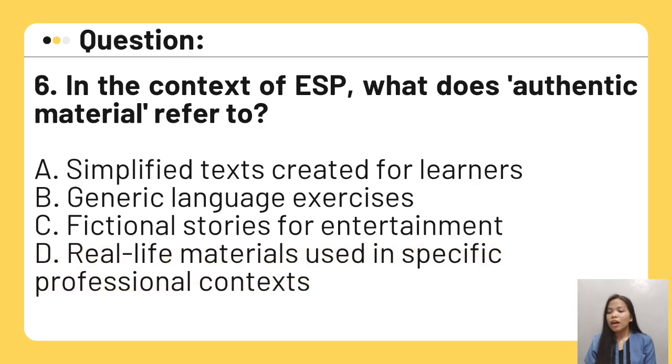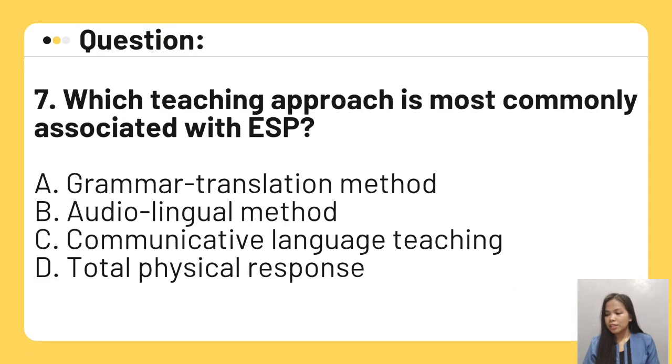Okay. Why are the others incorrect? Choice A, simplified text may lack real-world complexity. Choice C, fictional stories are less relevant in ESP. Choice B, generic exercises don't address specific professional needs.